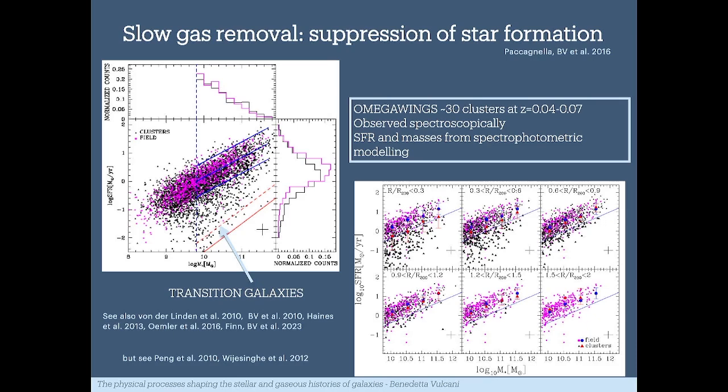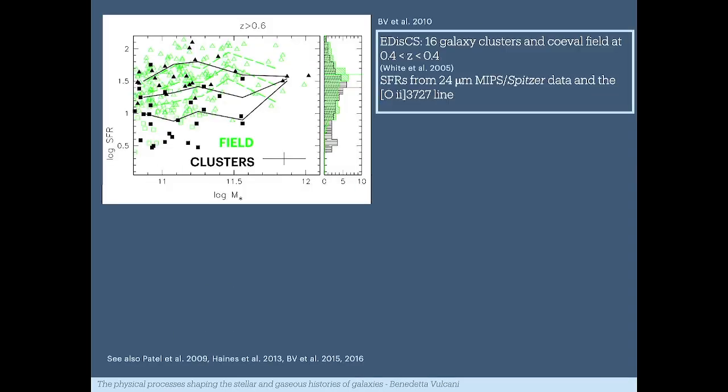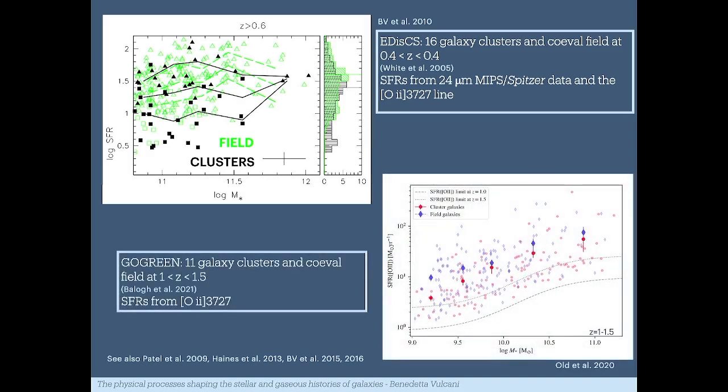This result is valid not only in the local universe. We can move to intermediate redshift, 0.5, 0.6, and we see again black points here. Galaxy clusters have a reduced star formation rate compared to their field counterparts. And the same has been shown also in GOGREEN up to redshift 1, 1.5. It's always the same thing.